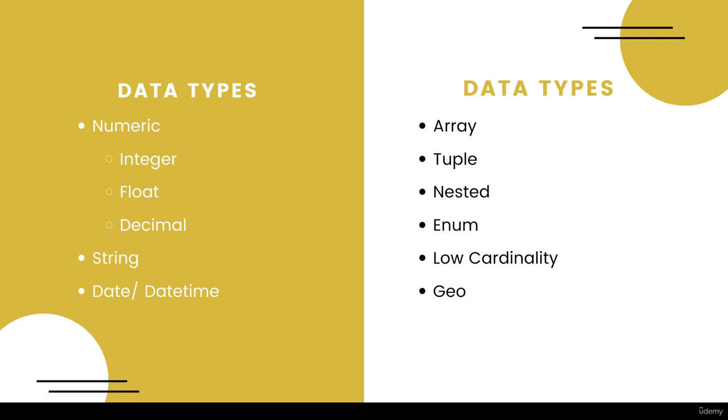Apart from these, we have data types like enumerated and low cardinality data types that can be used to store low cardinality data. In the upcoming videos, we shall look at each and every supported data type in ClickHouse.